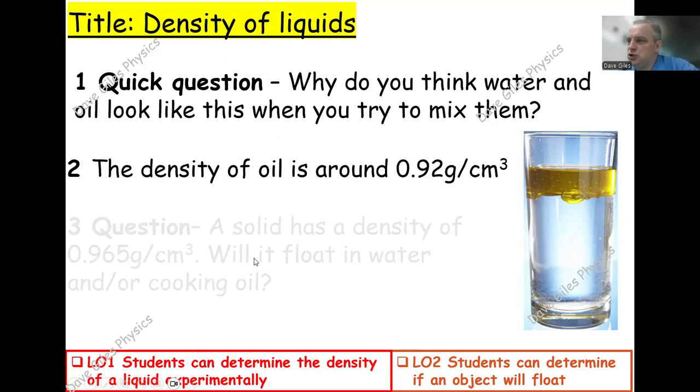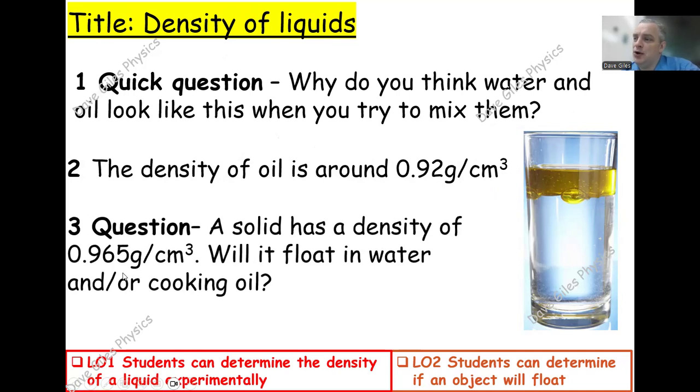Okay, so question. A solid has a density of 0.965 grams per centimeter cubed. Will it float in water and or cooking oil? Give you a few seconds to think about that and answer it. Okay, so the density is less than water, so it will float in water. However, the density is higher than oil, so it will not float in oil. It will sink to the bottom in oil.